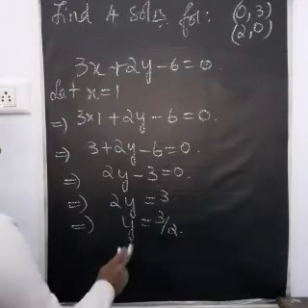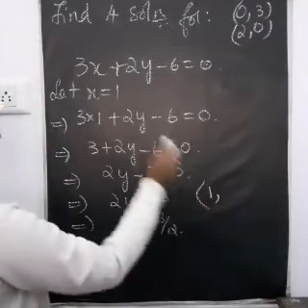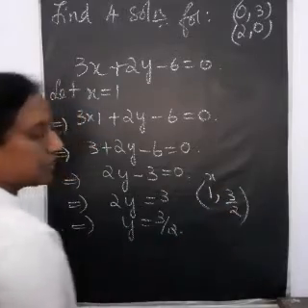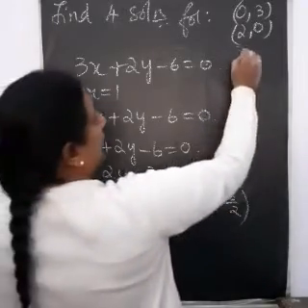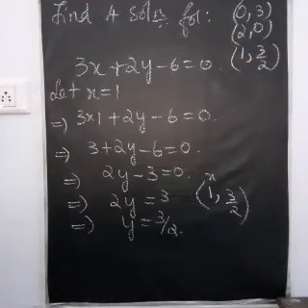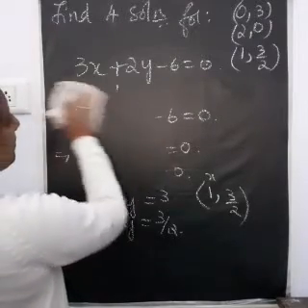So what is the next solution set I am getting? I am getting 1, which is the value of x, and y will be 3 by 2. So what have I got? 1 comma 3 by 2. Have you got it? Okay. Now we have to find 4, right? We've got only 3 solution sets.